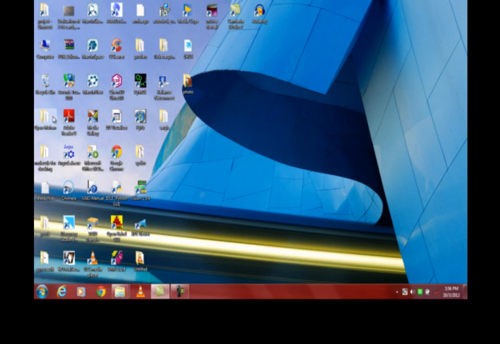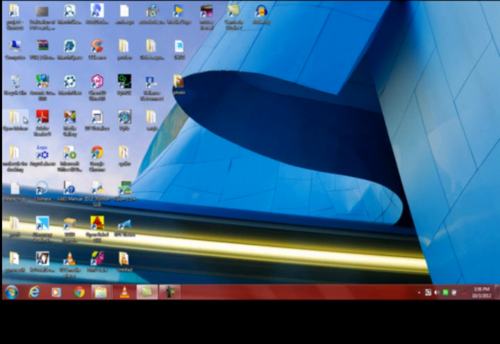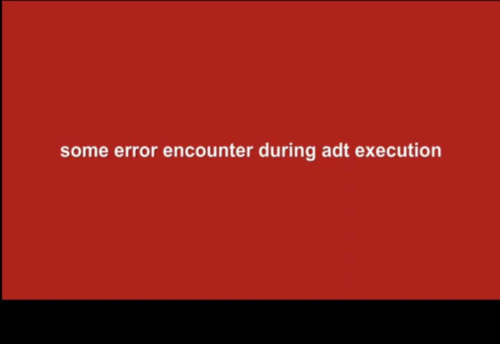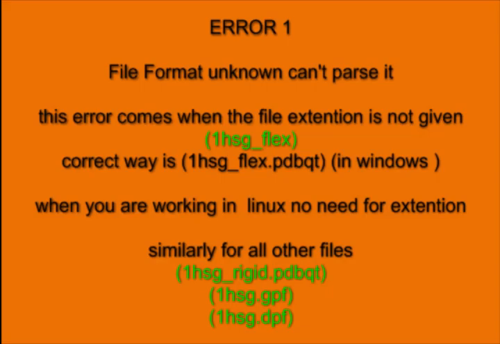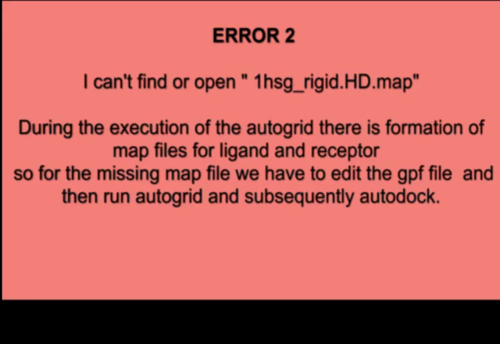So this is all. Normally some errors creep up during ADT execution, and the first one is the file format unknown and can't parse it, and the second one is can't find or open 1HSG digit.hd.map, which we have taken care of in the tutorial.